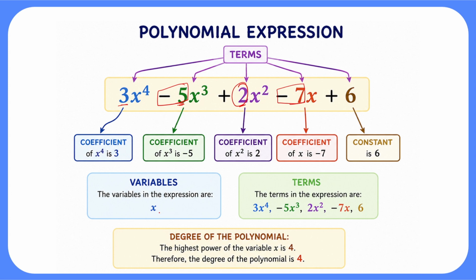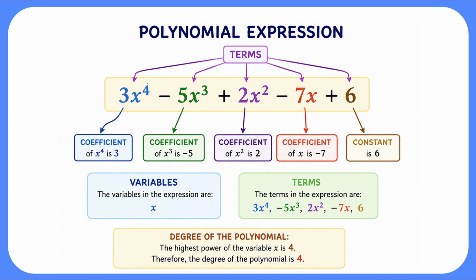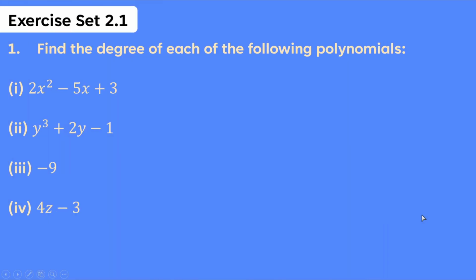So the variable represented is just x, and there are how many terms? How many terms could you find? 1, 2, 3, 4, and 5. There are 5 terms in this expression, and this is an algebraic expression. And what is the highest power of x? As you could see, the highest power of x is 4, right? So therefore, this is a polynomial of degree 4. I hope that's clear. Okay, now let's discuss the 4 questions from exercise 2.1.